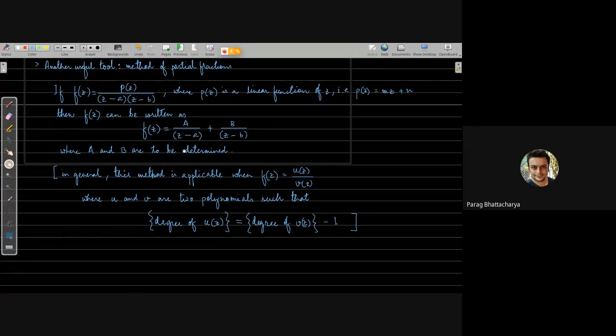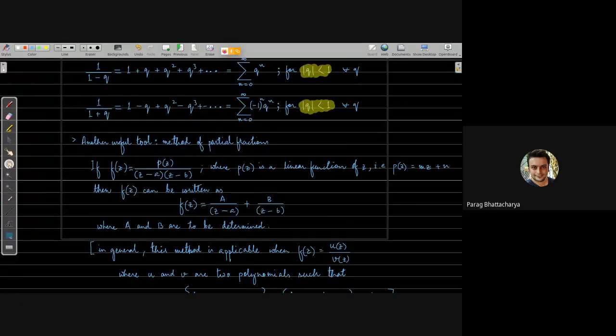Okay, so in this case, you see, what is the degree of the denominator? We have a product of two terms, both of them linear. The product of two linear terms will be quadratic, because we'll get a z squared, that's the highest power, right? So z squared is the highest power, so its degree is 2. That means P of z must have degree 2 minus 1, so its degree must be 1. That means it must be linear. That's why it's a linear function.